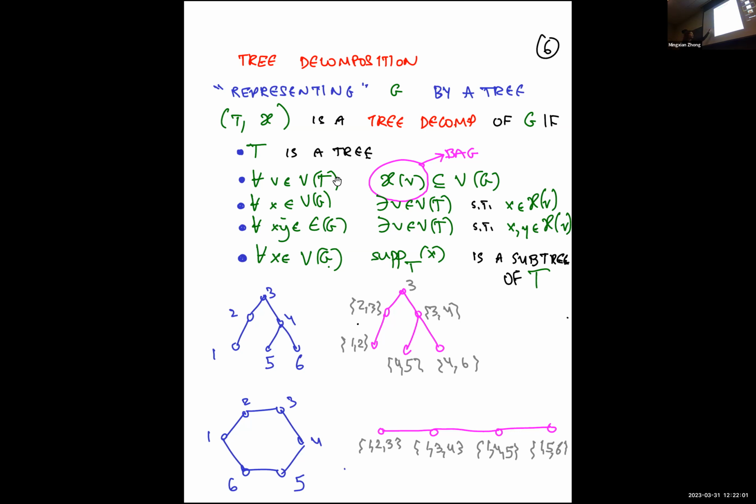All right, so let's do some examples. In these two examples, blue is the graph, and fuchsia is the tree that I'm going to use to represent it. What I need to tell you is how to assign vertices of the graph to vertices of the tree. And for anybody who is colorblind, this is the blue side, and this is the fuchsia side. I'm a daughter and a mother of colorblind people.